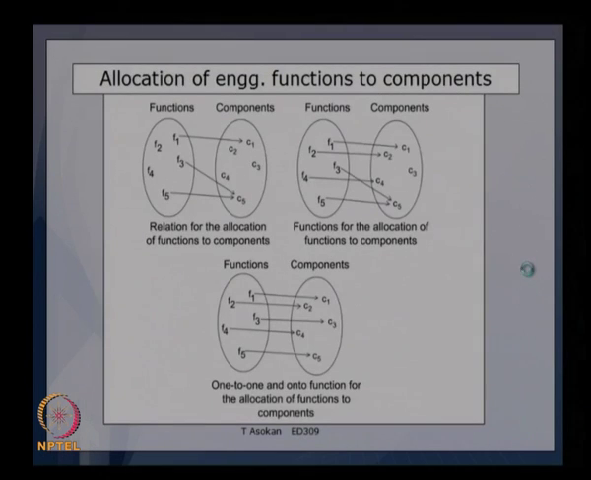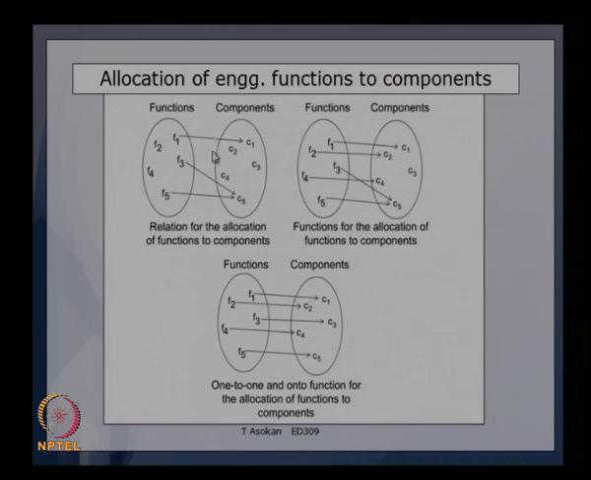Let us go to the details of allocation of engineering functions to components. This is what I mentioned: we have to allocate the functions to components, because we have the functions identified in the functional architecture and we have the components identified in the physical architecture. So, we will try to map these functions to components. What we try to do is to allocate the functions to components; we do not do components to functions, for various reasons.